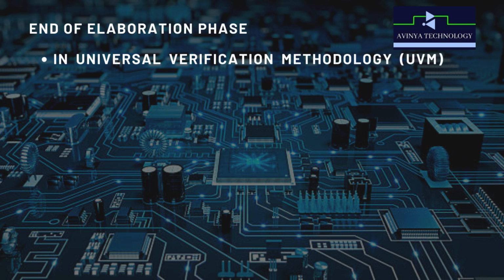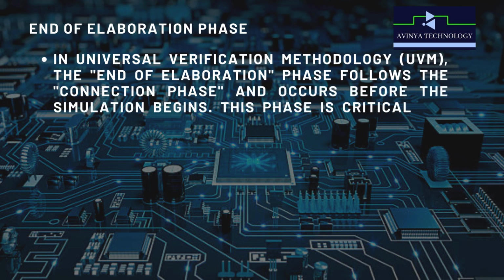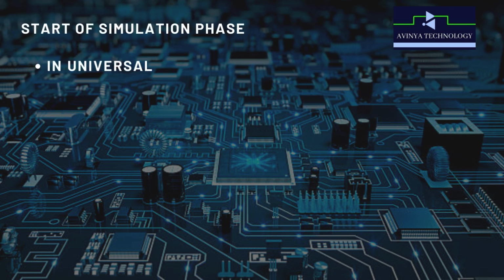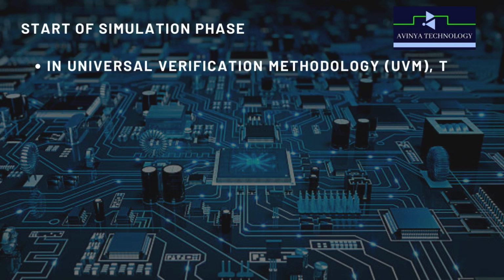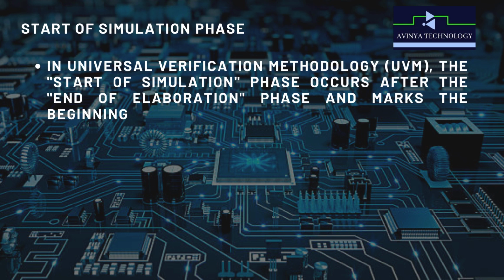In universal verification methodology, the end of elaboration phase follows the connection phase and occurs before the simulation begins. This phase is critical for finalizing the test bench hierarchy and resolving any remaining connectivity issues. Start of simulation phase. In universal verification methodology, the start of simulation phase occurs after the end of elaboration phase and marks the beginning of the actual simulation process.